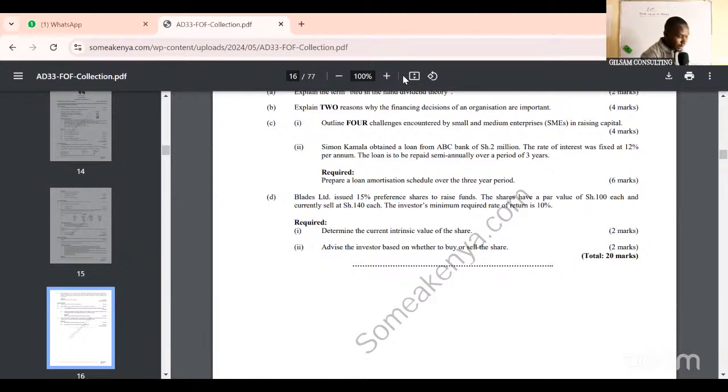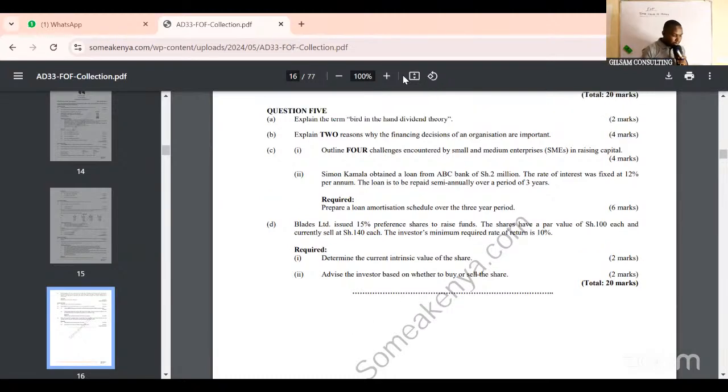We have been told Simon Kamala obtained a loan from ABC Bank of 2 million. The rate of interest was fixed at 12% per annum. The loan is to be repaid semi-annually over a period of 3 years. Required, prepare a loan amortization schedule over the 3 years.